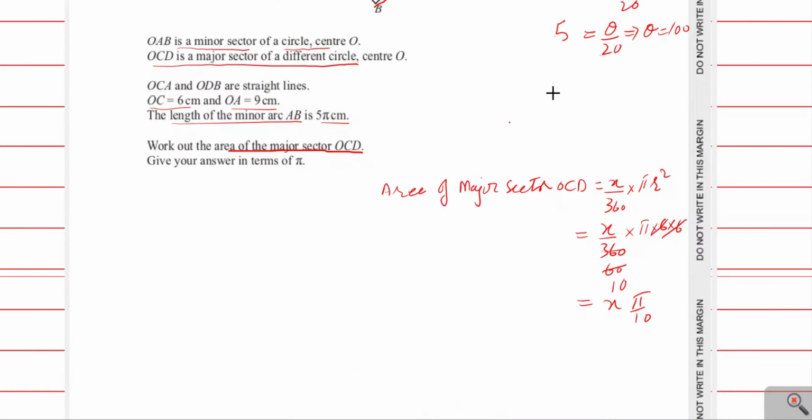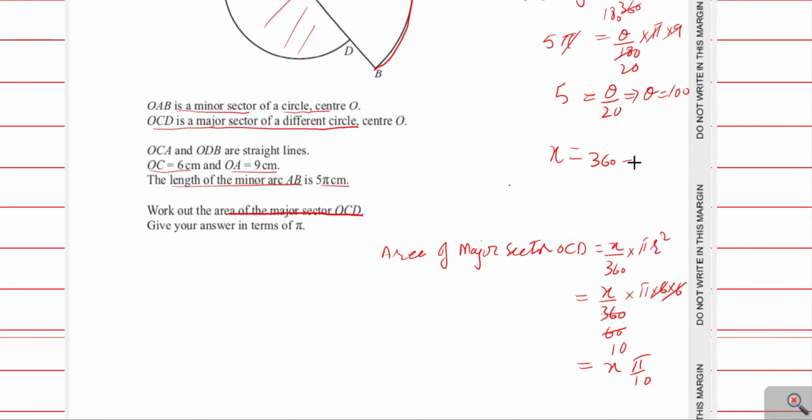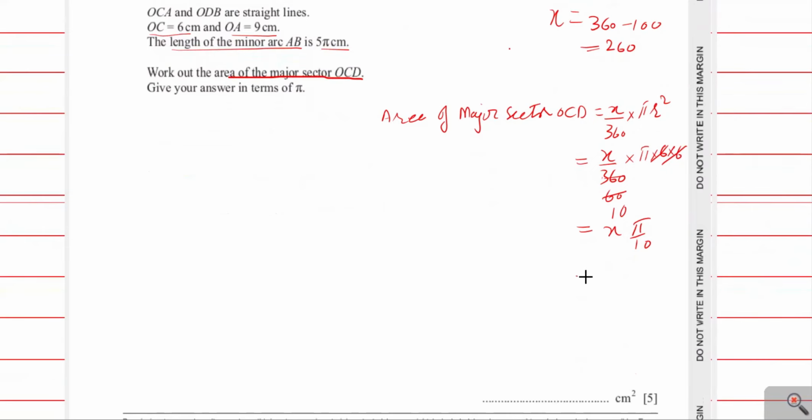Here the x degree value is 360 minus 100, and this will be equal to 260. We write here 260 into pi over 10, and 10 times 26 is 260. Therefore, 26 pi is the answer.